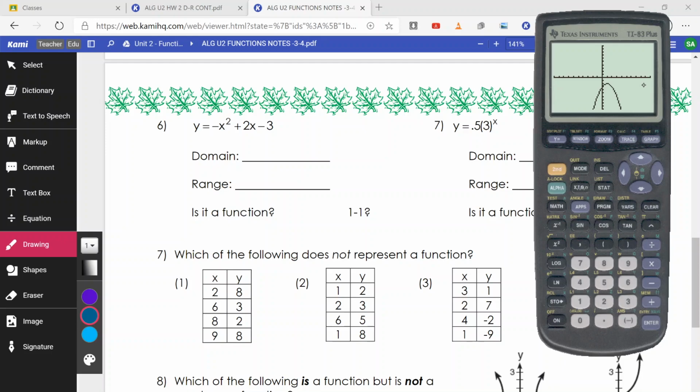And if I look at it for one-to-one, if I draw a horizontal line across, I'm going to hit 2 spots. So it is not one-to-one. Now, how do I determine what the domain and the range is? Well, I can go to the table in my calculator to take a look at it. So table is in yellow above the graph button. So I have to hit the second button here and then table. And it's going to take me to my x and y values.